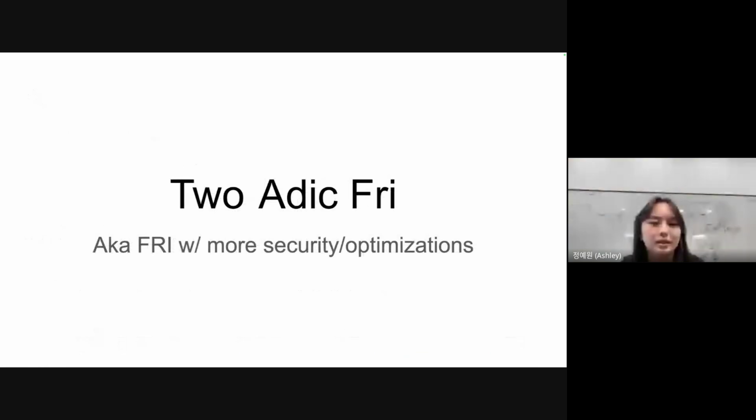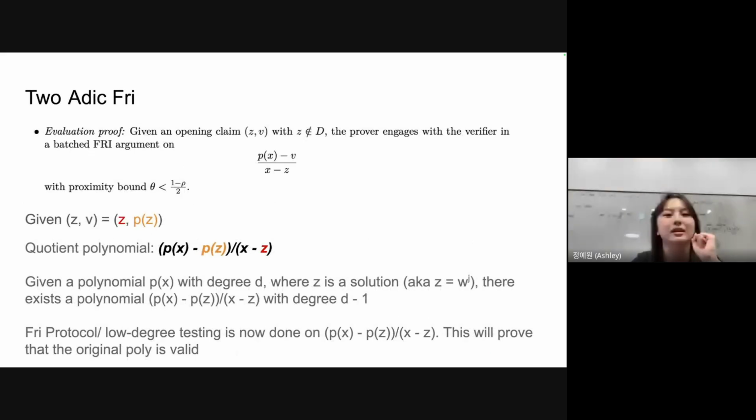And now we talk about 2AdicFri. When I was reading through it, I realized it's essentially the Fri protocol or SimpleFri with a lot more security added, more optimizations, and a little change in the beginning, and that's pretty much it. Starting with the little change, 2AdicFri doesn't work with just the original polynomial in terms of folding. It works with a quotient polynomial, which is given here: p of x minus v over x minus z.